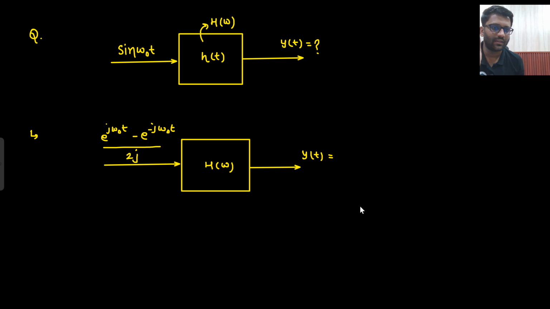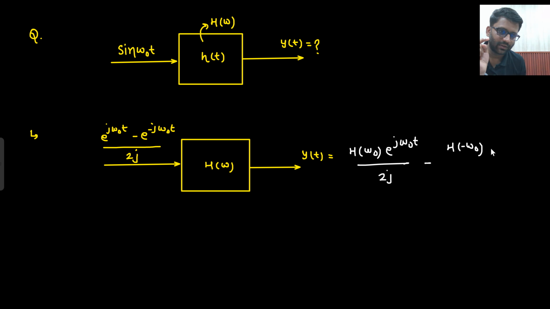What will be your y of t? Your y of t will be here. What will happen? For e to the power j omega naught t, omega naught will be copied here. What you will get? H of omega naught. Then whatever the input is there, e to the power j omega naught t. If this is divided by 2j, this will also be divided by 2j. And then there is a negative sign, so the negative sign would come. So here what you will put? Minus omega naught. So h of minus omega naught. Then whatever the input is, the same input is there. If it is divided by 2j, it will also be divided by 2j. So this is the output y of t you are getting.